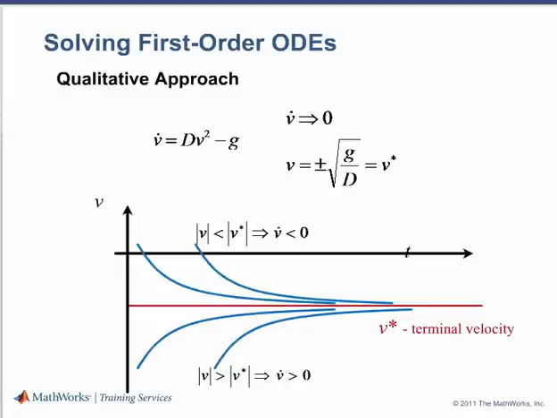If the magnitude of v is less than the magnitude of v star, the derivative of velocity, or acceleration, comes out to be negative. Hence, the solution will decrease toward v star. Conversely, if the magnitude of v is less than the magnitude of v star, the acceleration comes out positive, and the solution will increase toward v star. Therefore, regardless of the initial velocity, the object will approach v star, which is the terminal velocity.